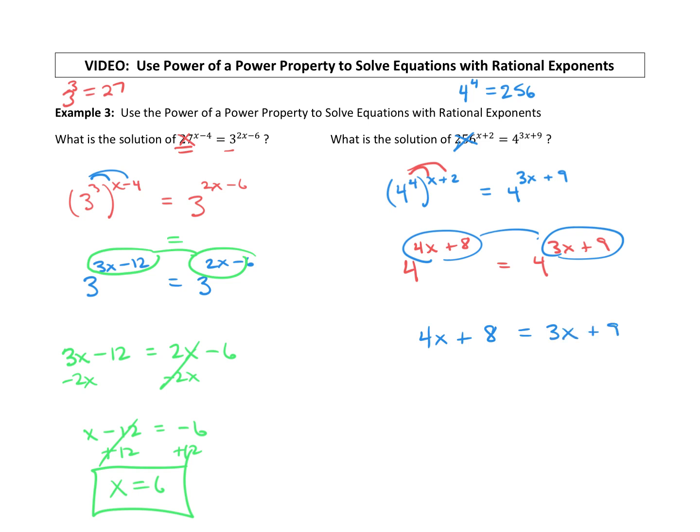Let's get the x's to the same side first. We will subtract 3x from both sides. 4x minus 3x is x. Carry down your plus 8 equals 9. Last step, we will subtract 8 from both sides, and we get x equals positive 1.